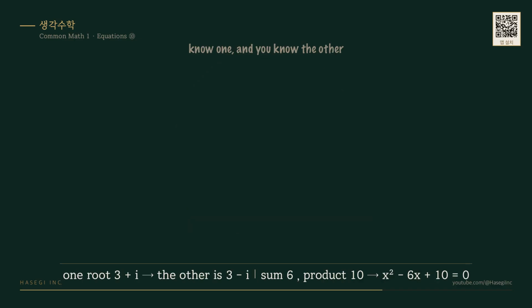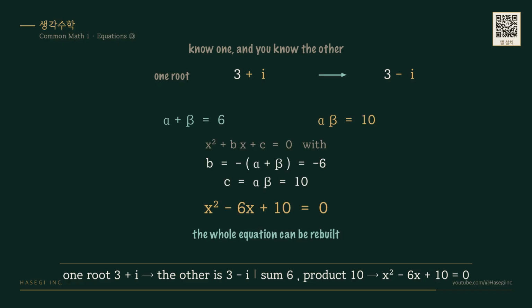Why is this useful? Because knowing one root hands you the other for free. If a quadratic with real coefficients has 3 plus i as a root, then without asking, the other one is 3 minus i, and you can rebuild the equation itself. The two roots add to 6 and multiply to 10. The number in front of x is the sum with its sign flipped, so negative 6, and the constant is the product, 10. The original equation was x squared minus 6x plus 10 equals 0.